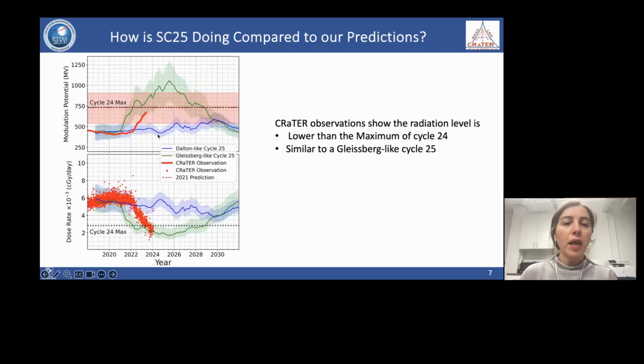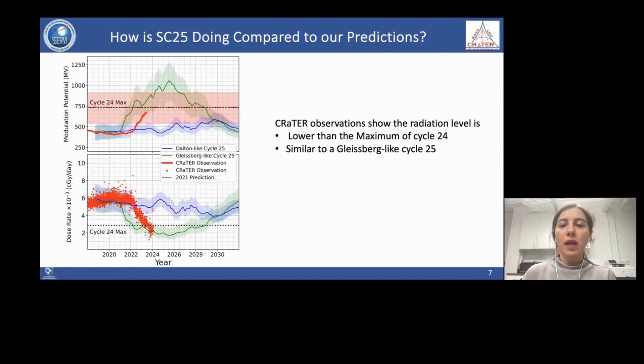So here I have the modulation potential in a closer look for the Gleissberg and the Dalton-like cycle 25. What we saw for cycle 24 is the dotted black line, but the maroon dashed line is our prediction based on our more recent 2022 paper. That is, again, very close to what we saw for the peak of cycle 24. And the red is from CRaTER data. And these are the dose rates. Again, you see the dose rates fall slightly below what we saw for the maximum of cycle 24.